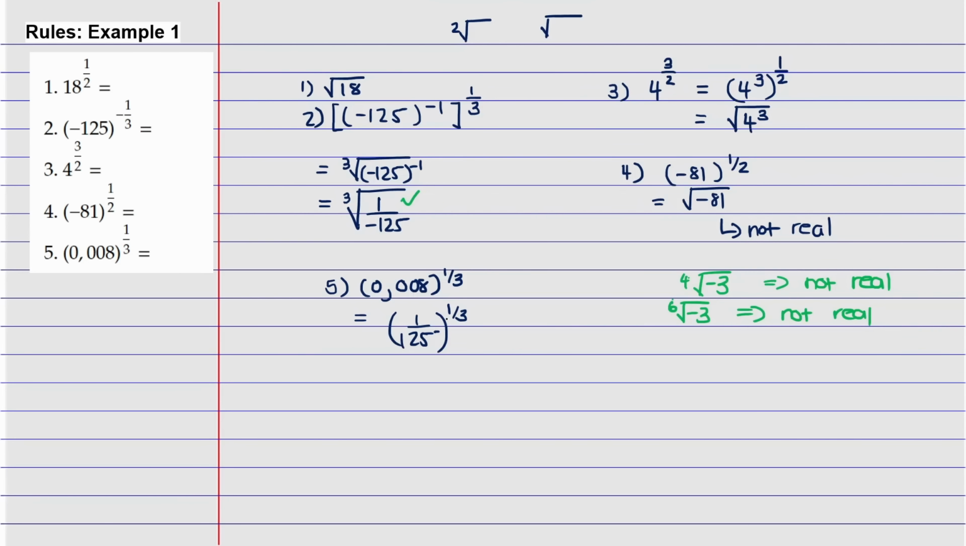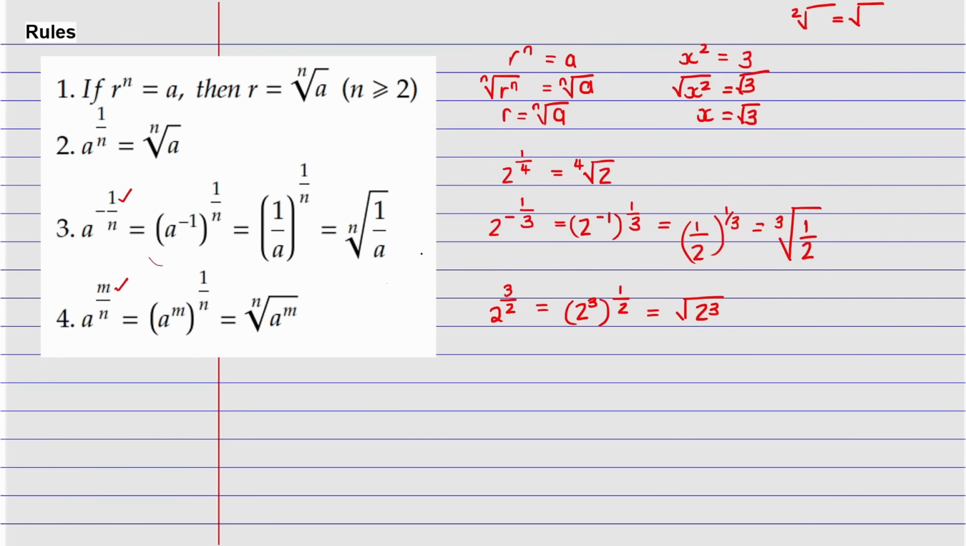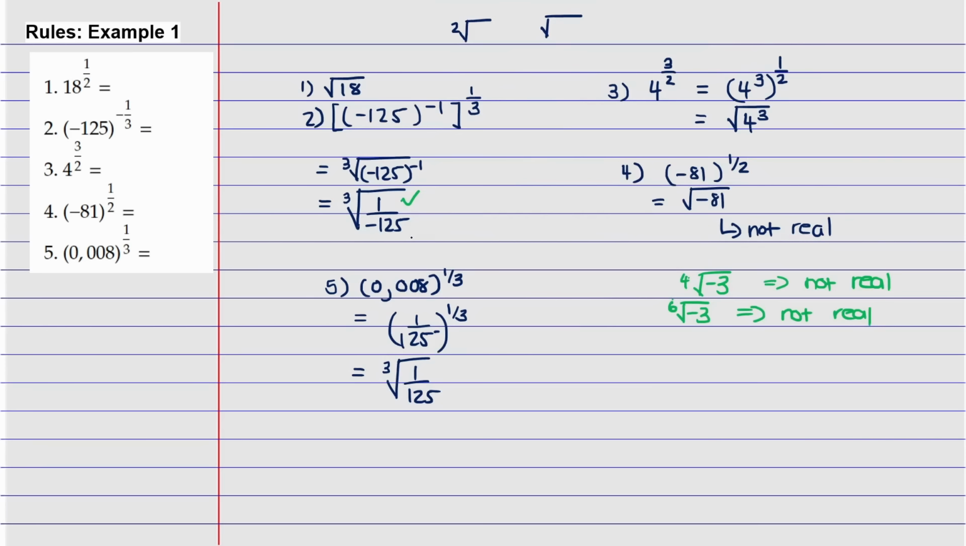So remember that I need to write this in surd form. So it's going to be the same as the cube root of 125. And that's how you would rewrite every rational number, right, in the form of a surd, right? I hope that makes sense.